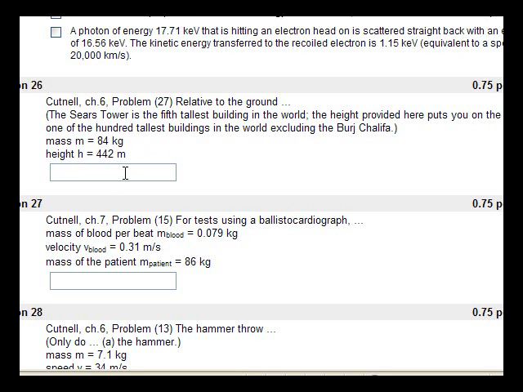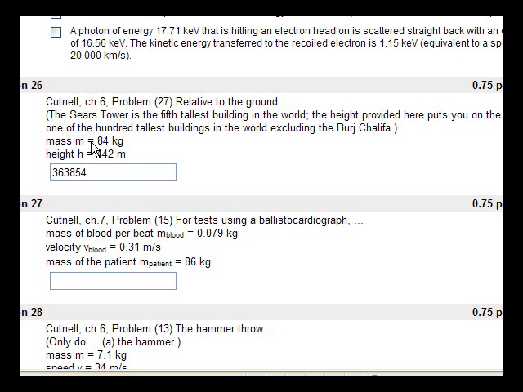442 meters. And then when you look in that chapter, you figure out that potential energy is mass times gravity times height. So I'm going to have 84 kilograms times 9.8 meters per second squared times 442 meters, and I come up with 363,854. That is the numerical result.